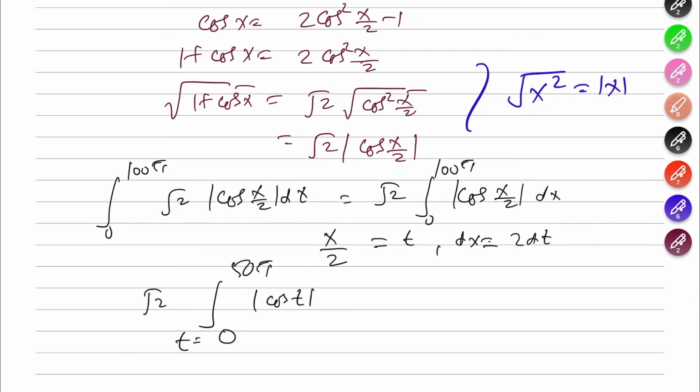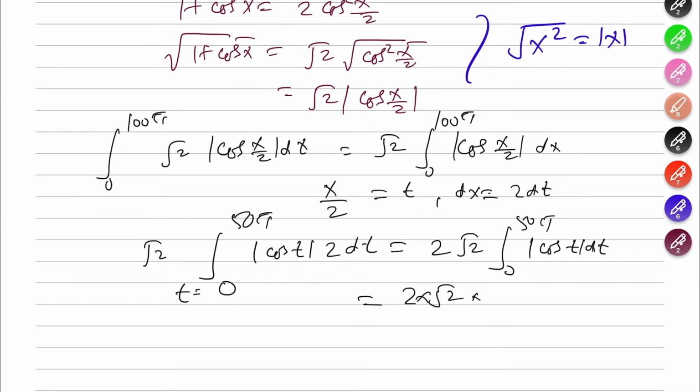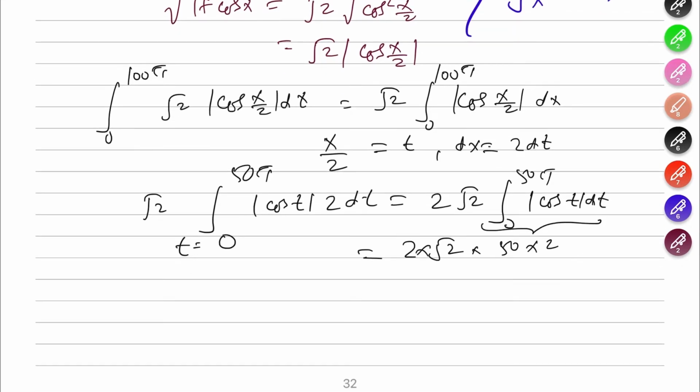So that becomes 50 pi, and that is mod of cos t. In place of dx we have 2 dt. That becomes 2 root 2, integral from 0 to 50 pi of mod of cos t dt. That becomes 2 root 2, and this 50 pi minus 0 becomes 50 into 2. So the integration of this part is 50 into 2. That becomes 200 root 2. So that is the answer.